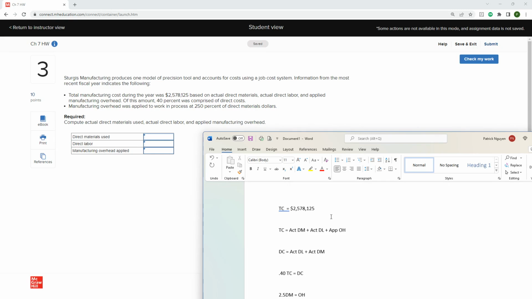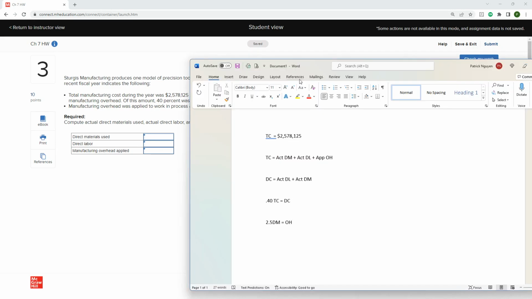And now it wants us to calculate the direct materials used, direct labor used, and applied manufacturing overhead. So when we try to figure out a problem with multiple variables, we try to find the equation with just one variable. If you have an equation with multiple unknown variables, then you can't figure it out. But if you just have one, it's possible to be able to figure it out. So let's see what we know. We know that we're using total cost, direct materials, direct labor, and applied overhead. We don't know what direct material, direct labor, or applied overhead are at the moment. We don't have a solid amount for those.